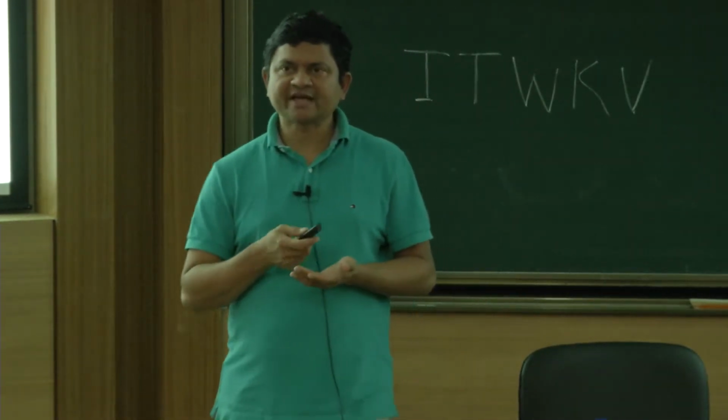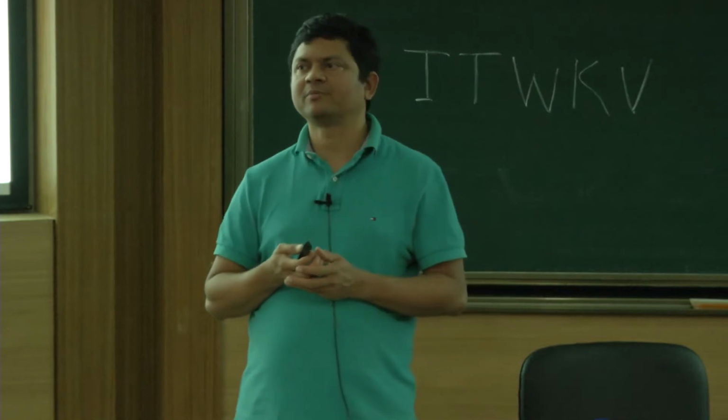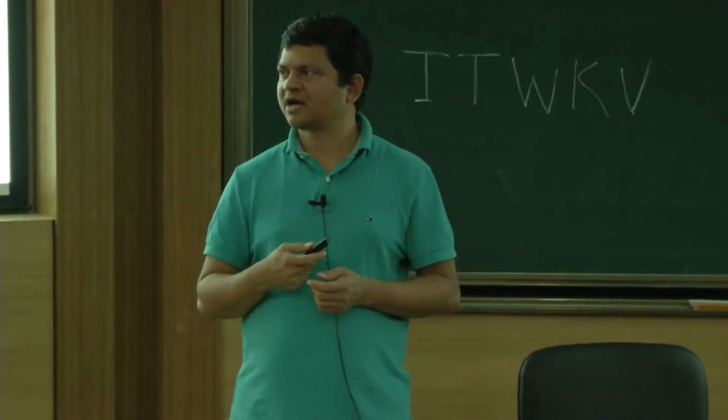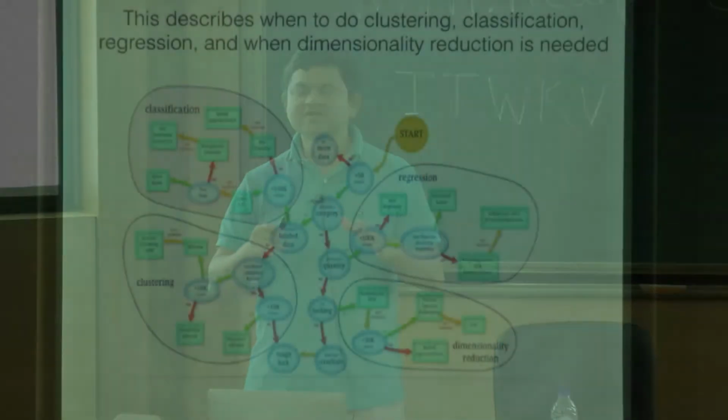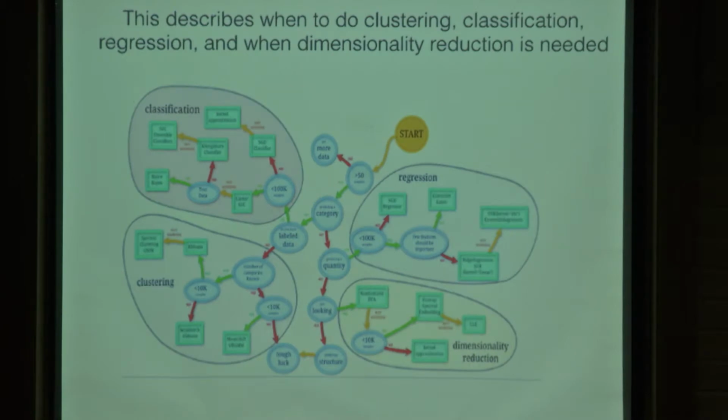And if you go to scikit-learn, which is one of the standard Python packages, then you'll see this diagram explained there. There are many flavors of machine learning, and this describes when to use clustering, when to use classification, when to use regression, and when dimensionality reduction may be needed. Because if you have a very large number of features, suppose you have got 70 features, then you are essentially dealing in a 70-dimensional space, and that's not a very good thing, because what happens there is that the curse of dimensionality is the following.